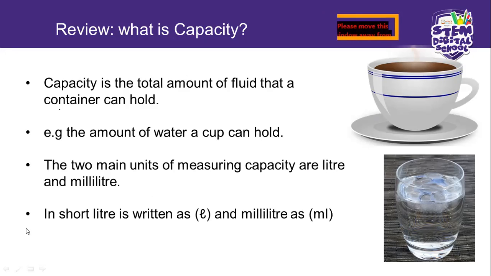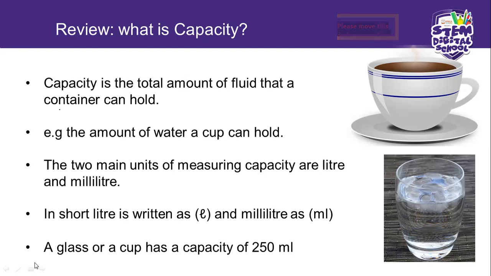In short, a liter is written as that sign, and a milliliter, we write it this way, ml. A glass or a cup has a capacity of 250 milliliters. I'm sure you know this one now with your eyes closed. Let's continue.